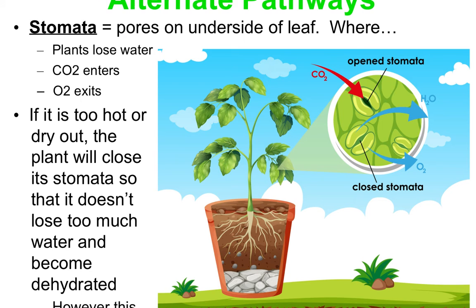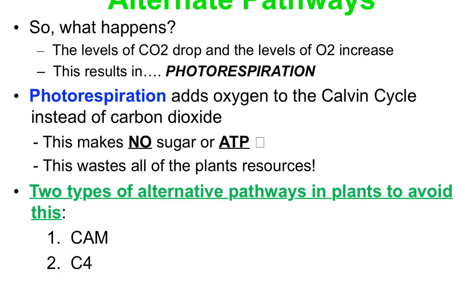Stomata, those are the pores that are underneath the side of the leaf. Plants will lose water there, but that's also where carbon dioxide enters, and that's where oxygen also leaves. And if it's too hot or if it's dry out, the plant will close those stomata so that it doesn't lose too much water and become dehydrated. And this can eliminate the gas exchange process and slow down photosynthesis.